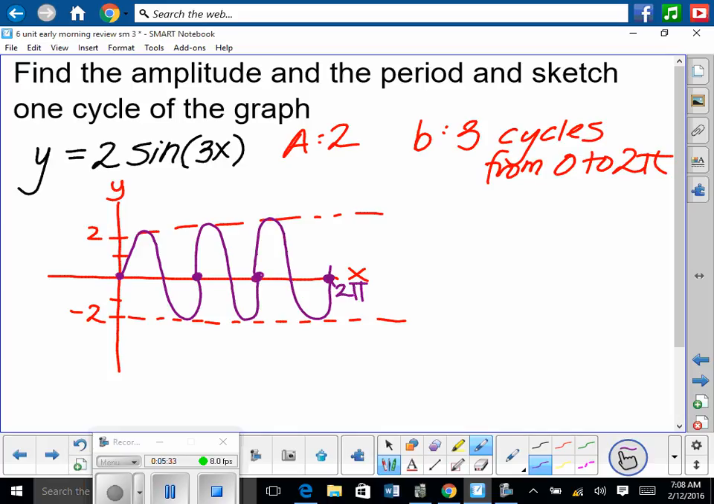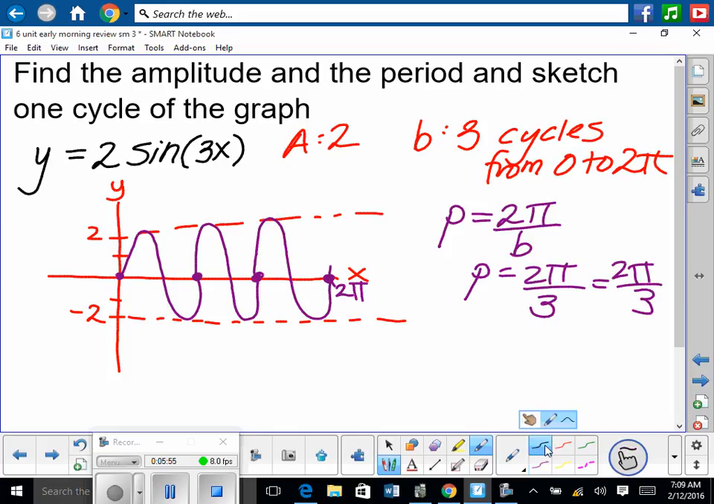Oh, wait, did I draw more than that? 1, 2, 3. No, I drew in it, right? So then we can find the period, the length of 1 cycle, using the formula. Period is equal to 2 pi divided by b. So our period is 2 pi divided by 3. So it's 2 pi thirds, right? Our period is 2 pi thirds.